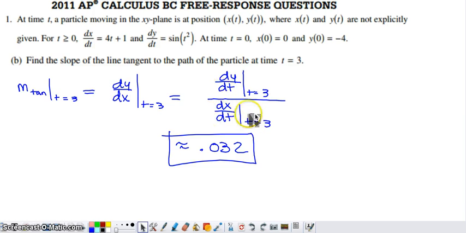This is definitely something you can rely on the calculator to carry out for you. So put 3 here, put 3 there, make sure you do this over this, and you're going to get a value of 0.032.